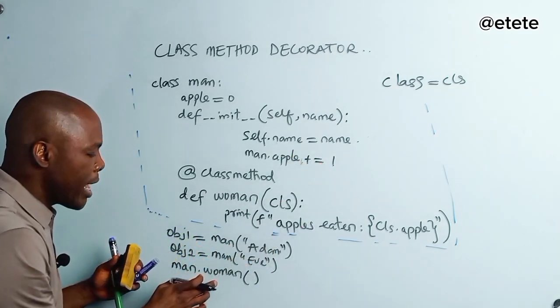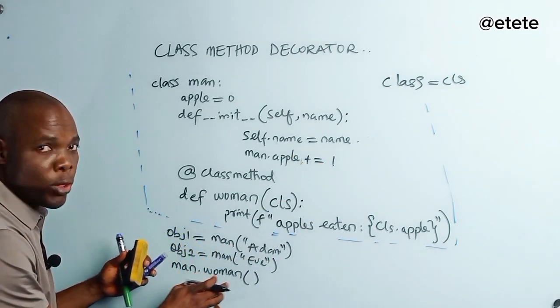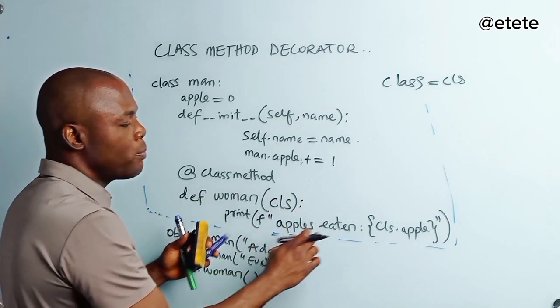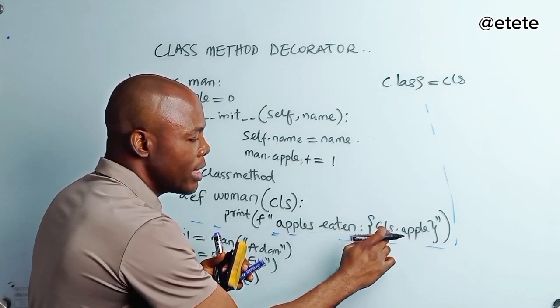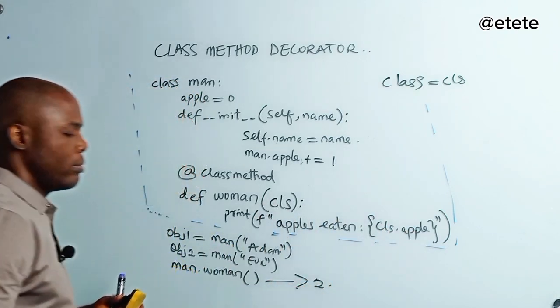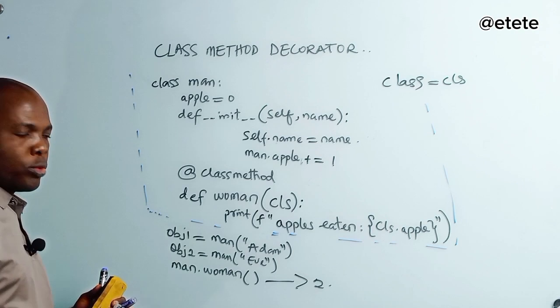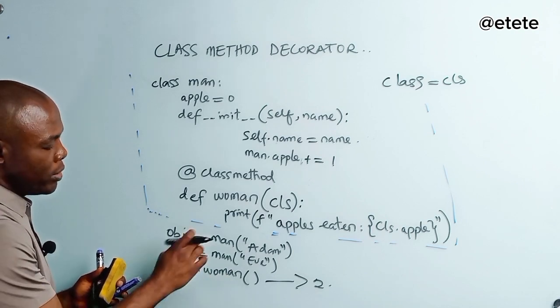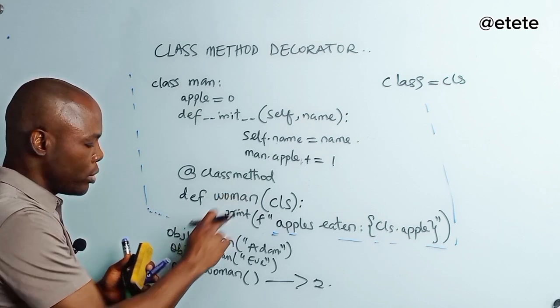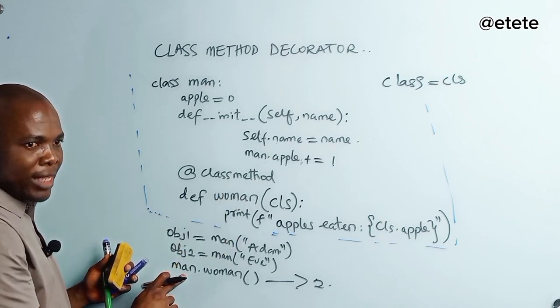To two. Now, at this point, when I'm calling this man.woman, it's simply going to come in here directly and print apples eaten. And it will now give me class.apple. And that will give me what? Here will give me two. That is what this is going to do. So man.woman, which is what? This one, I am calling this class method using the class itself.